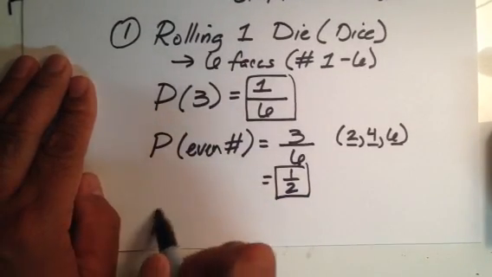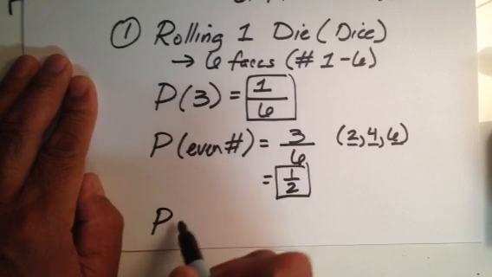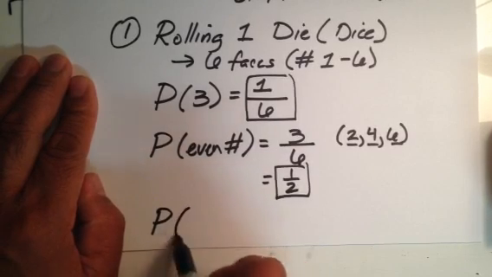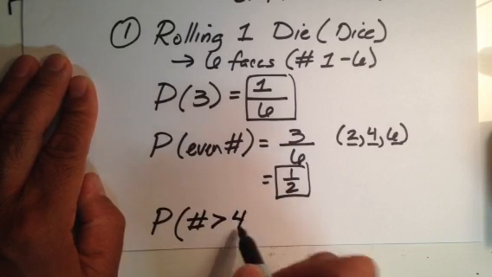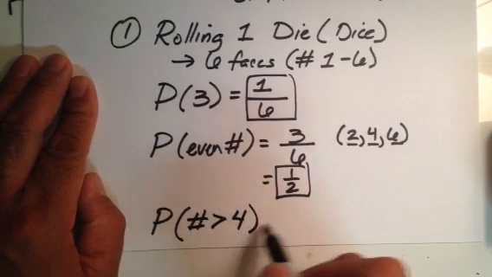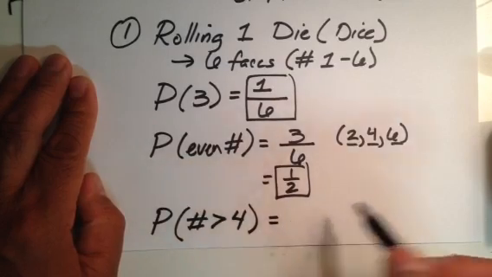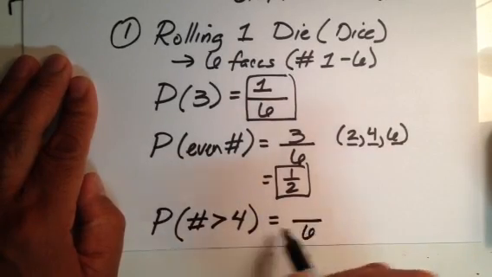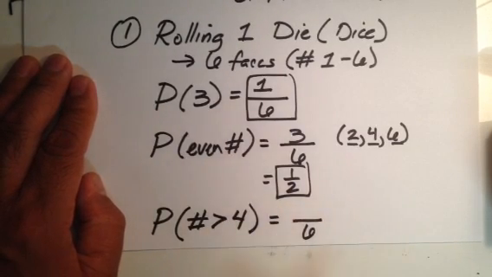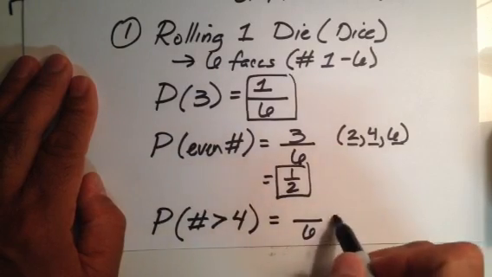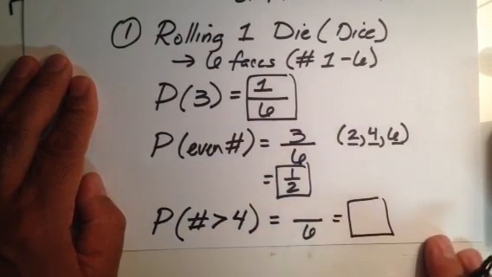Now, the last one, I want you to try to finish on your own. I want you to tell me the probability of rolling a number greater than 4. Again, the total number of likely outcomes is 6, but how many numbers are greater than 4 on one die? And that's what your answer is. If you can simplify it, please simplify it, and put that in there.